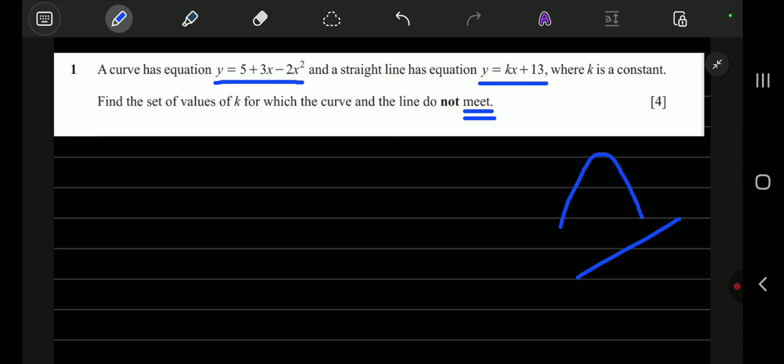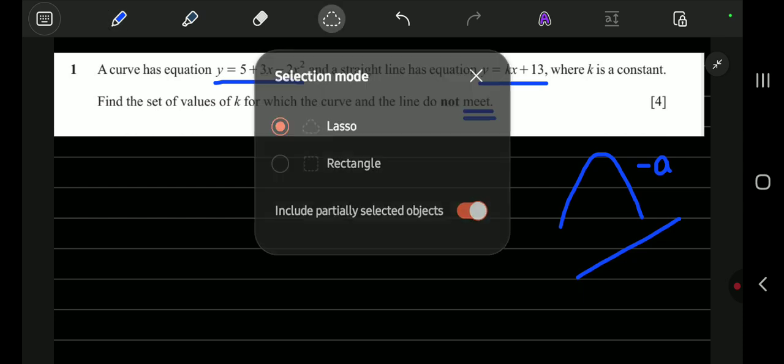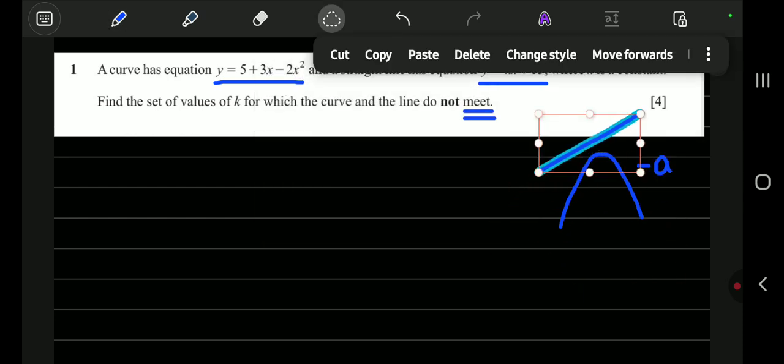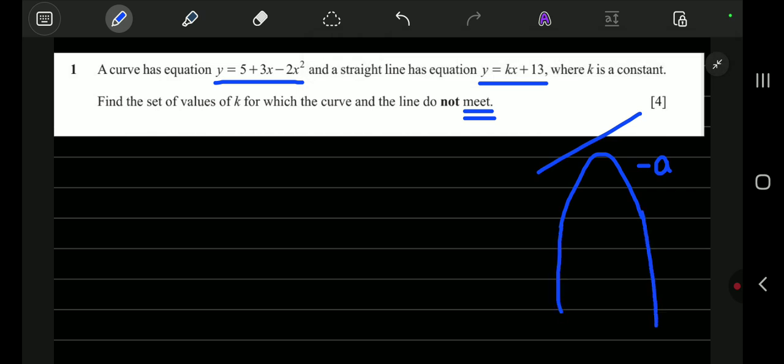How I come to know that this is an upside down parabolic curve is because it is minus 2x squared. The coefficient of x squared decides what will be the shape of your quadratic curve. So here it is minus 2, so that means it is going to be an upside down curve. Okay, so it is better to draw it here, because these lines could be extended as well, so it makes more sense.